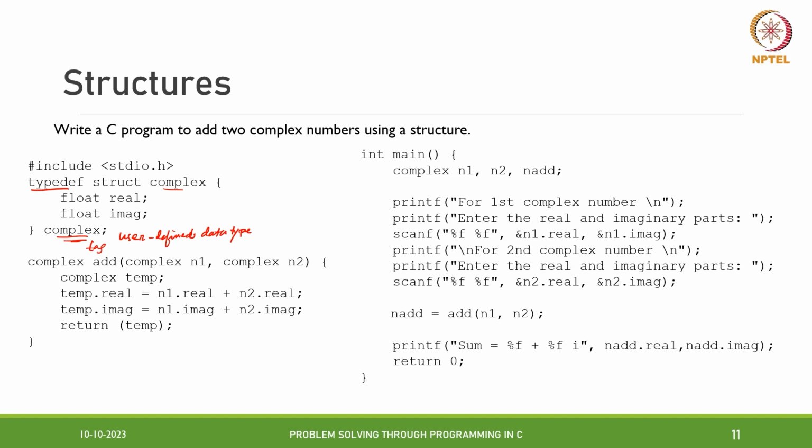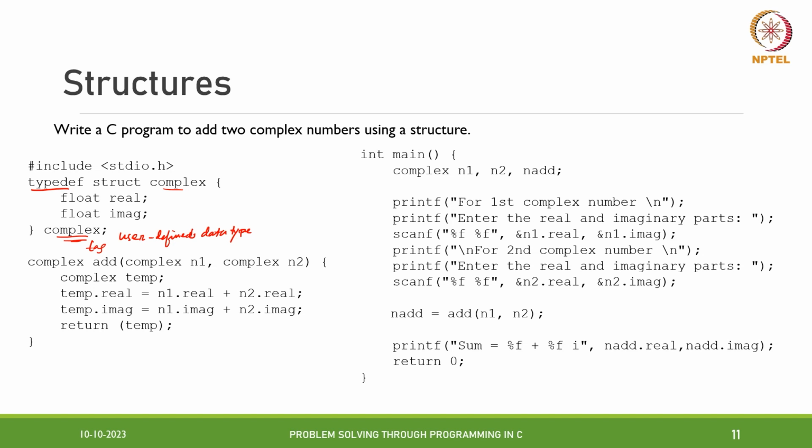And what is that user defined data type? It has two floats. One component is dot real and the other component is dot imag. Now I write the function complex add. It will just return a complex value, that is why. I've defined this user defined data type, so I can write complex add as the name of the function, and it takes two structures as parameters, n1 and n2. These are again user defined data types.